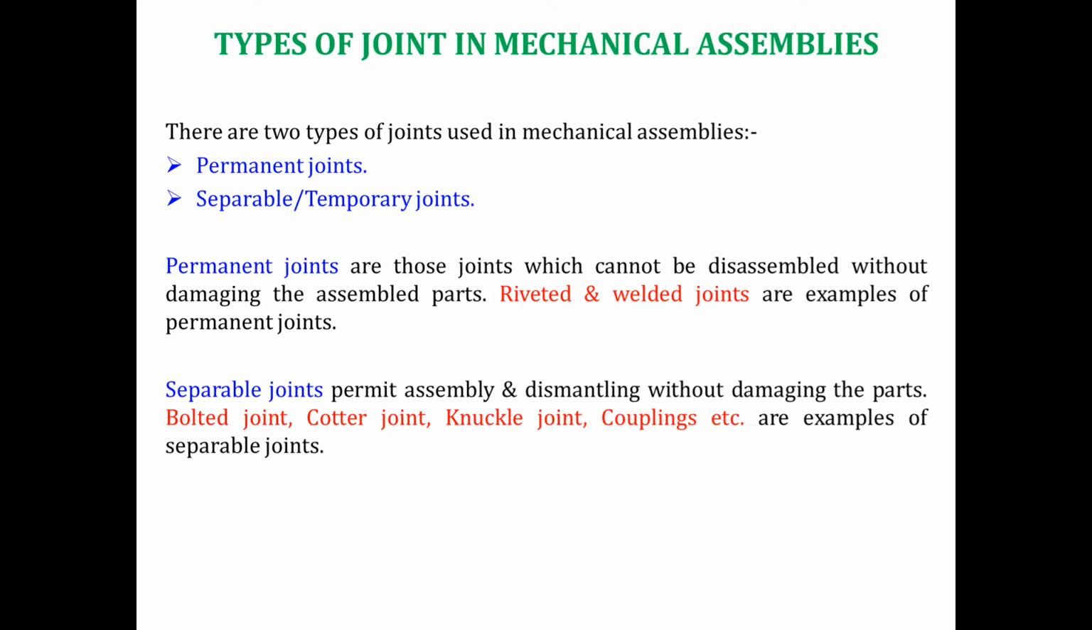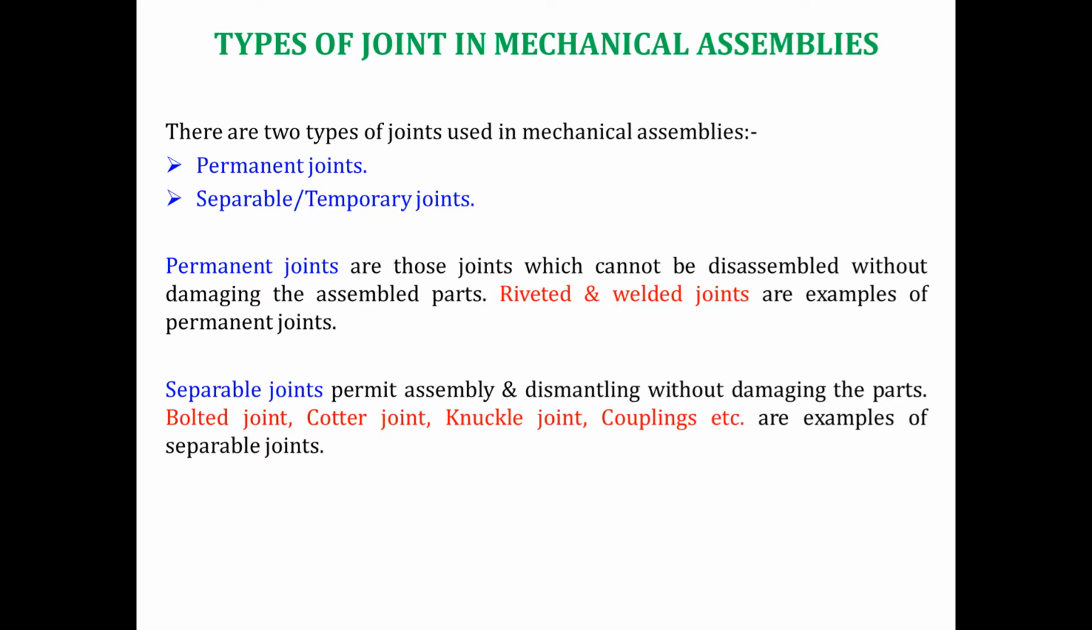So always remember, rivet and welded joints are permanent joints. All other joints such as bolted joints, couplings, cotter joint, knuckle joint, turnbuckle, etc., are examples of separable joints. Is it clear? Any doubt till here? Clear, sir. No doubt. Others, please respond, any doubt? Clear, sir. Clear, sir.